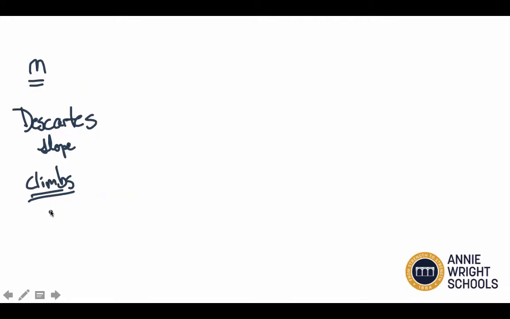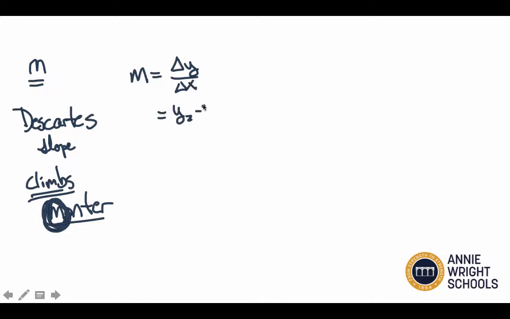And the French word for climbing, the verb is monter. So M for slope comes from the French word monter. So the formula, slope equals change in y over change in x, or y2 minus y1 over x2 minus x1. All I can stress is that these coordinates go together, these coordinates go together, and the y is in the numerator. The x's are in the denominator.